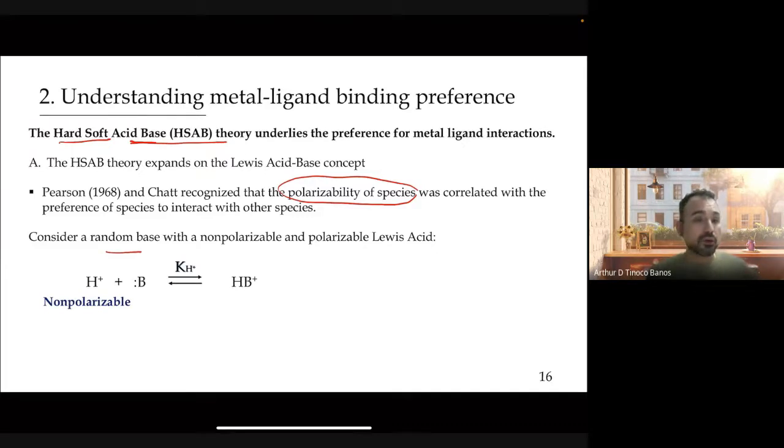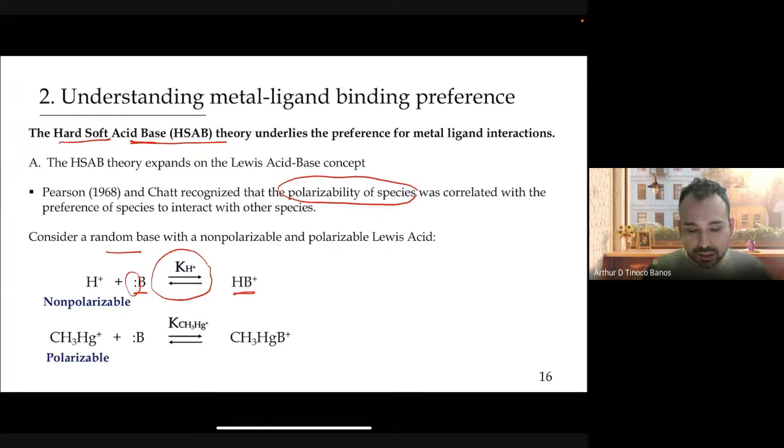All right, so here is a representation. The proton as something that is a non-polarizable Lewis acid interacting with a generic base, which we represent here as B, in terms of it having a pair of electrons. It is a Lewis base, right? It can donate electron pairs. Okay, so we're focusing then on the thermodynamics of this, the equilibrium expression. So K as a representation of strength of bonding. Okay, we're forming these protonated adducts, these HB adducts, versus a polarizable Lewis acid.